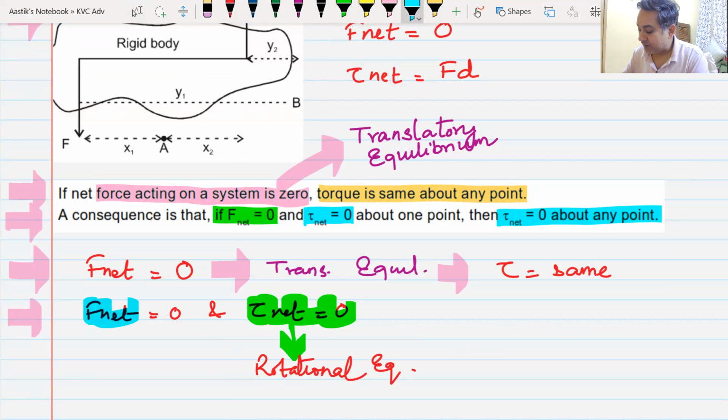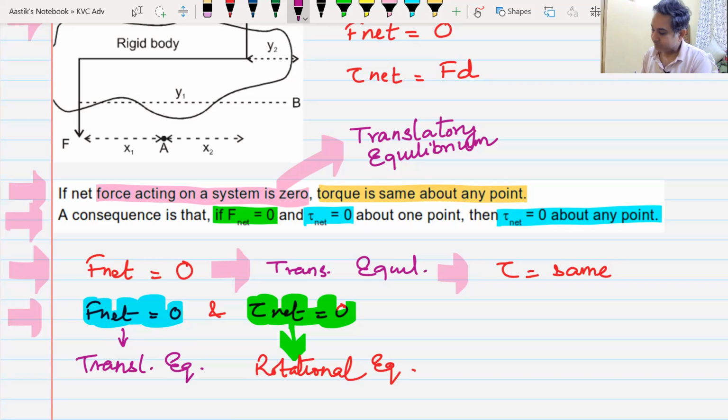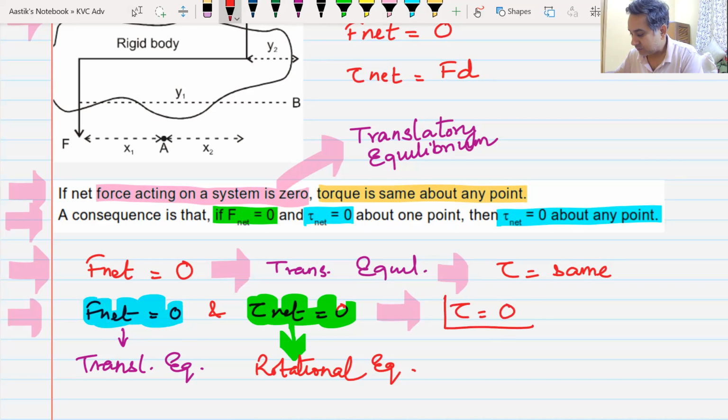F net is 0 means the body is in translatory equilibrium. Then I can say the torque will be 0 about any point in the universe.